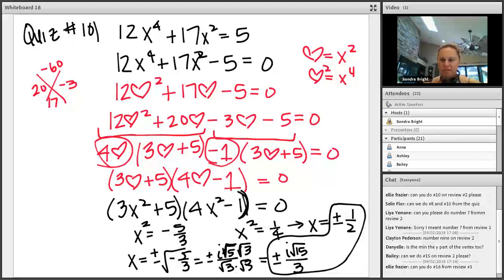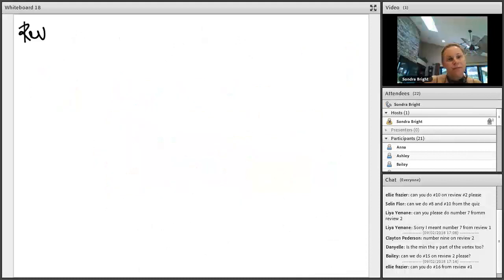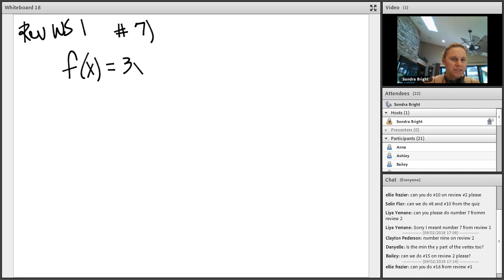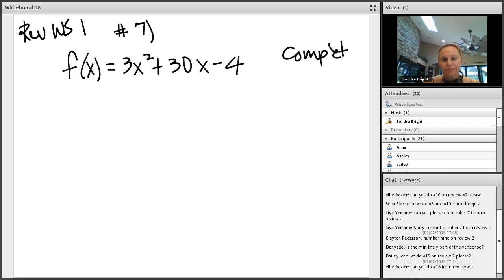All right. Number 7 from review number 1. So review worksheet 1, and I'm doing number 7 from it. Okay, which is f of x is 3x squared plus 30x minus 4, and they want you to put it in vertex form. So you got to complete the square to do this. Complete the square to get it to vertex form.